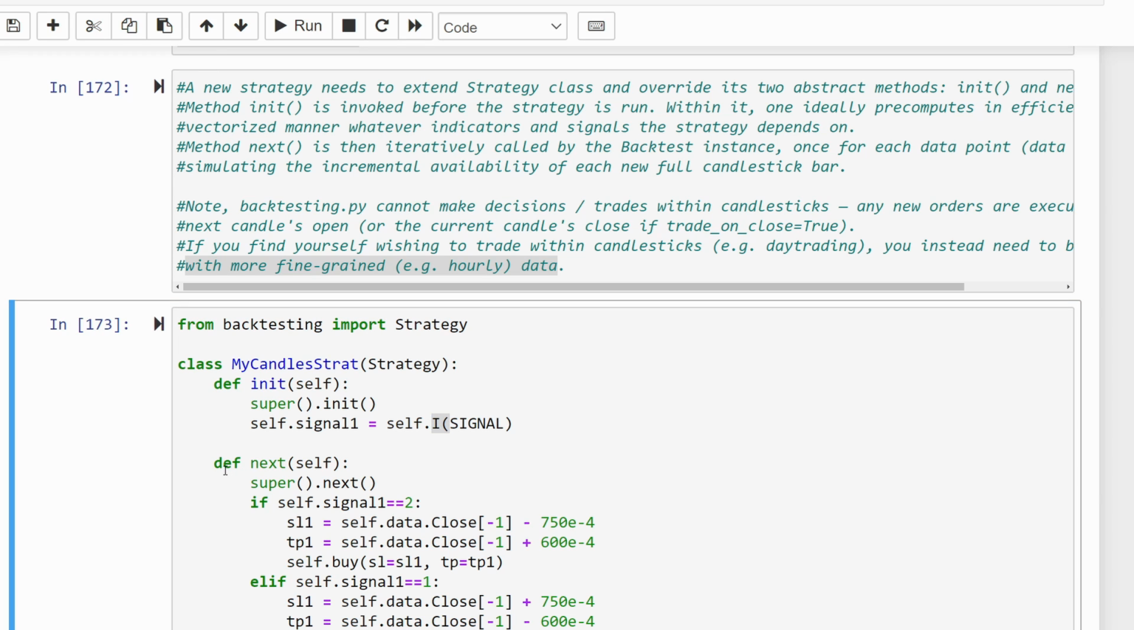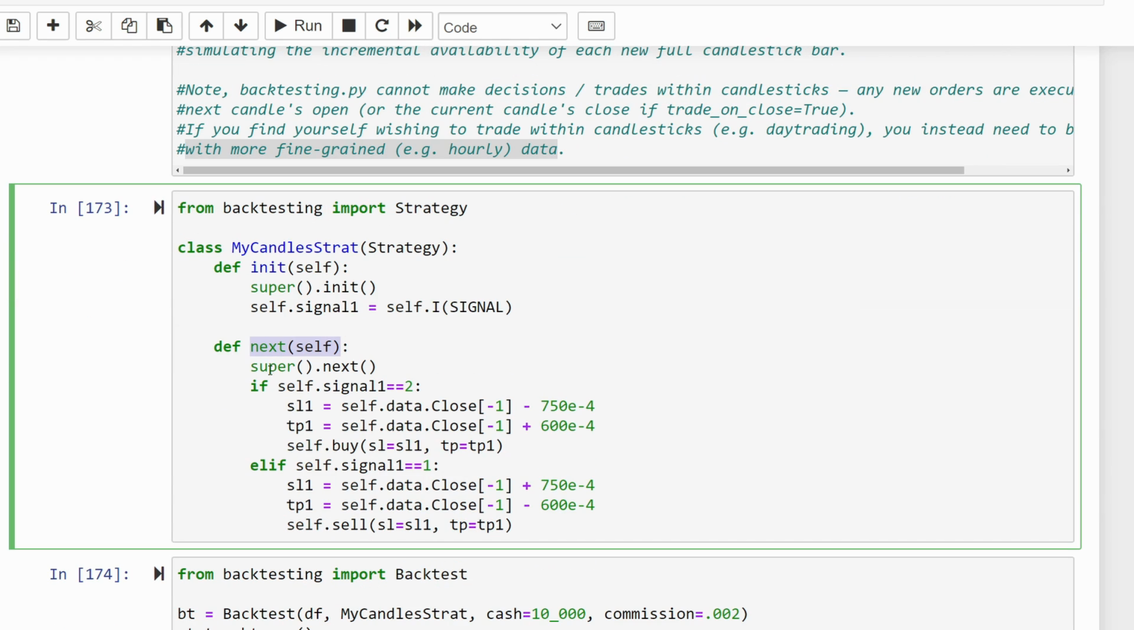Then we are defining another function, which is the next function from our class. And again, I'm going to put super.next. I have no idea what it does. They simply advised we put it.